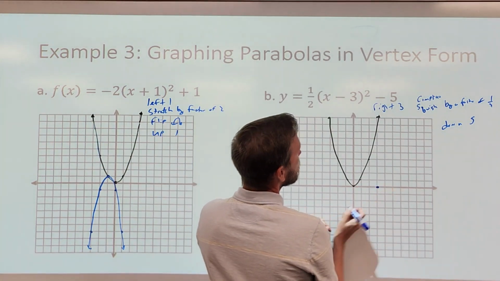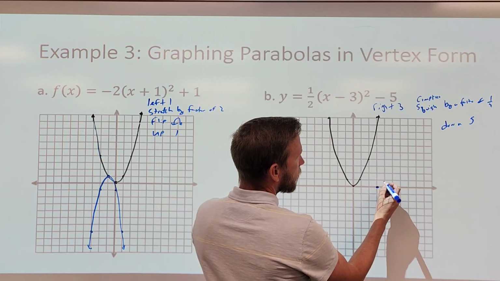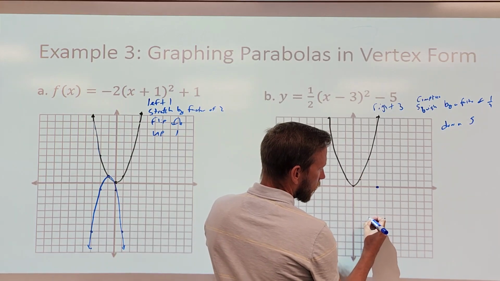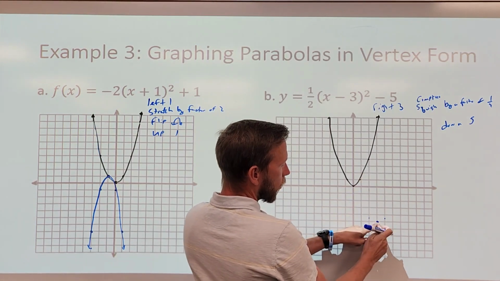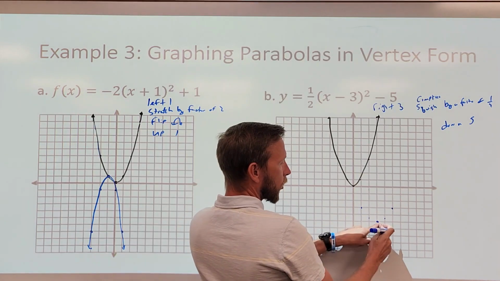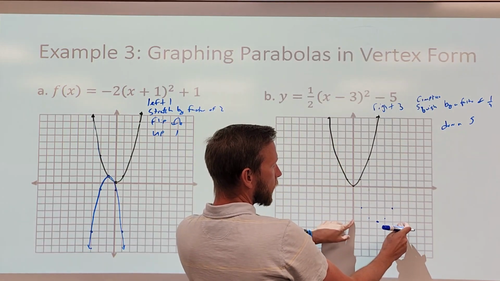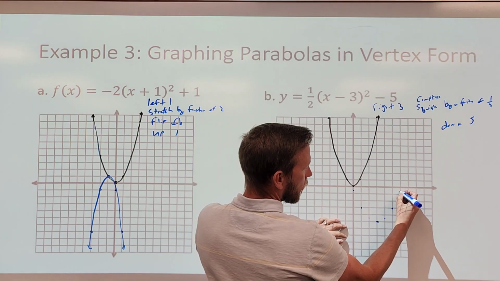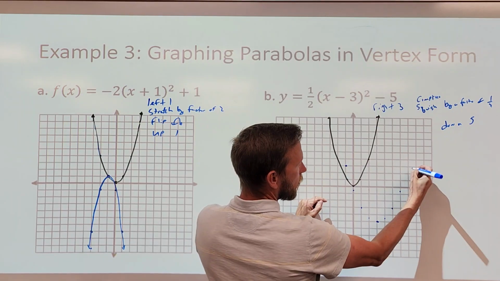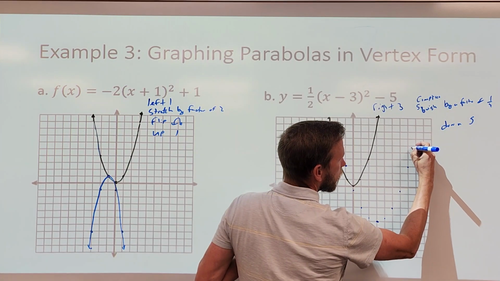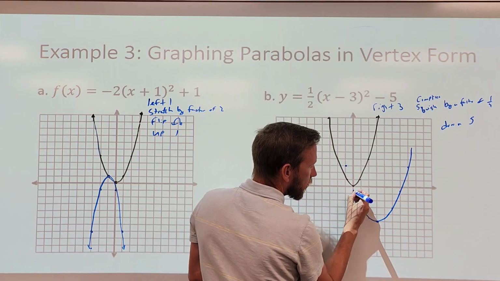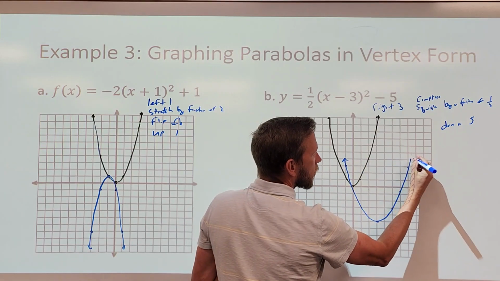But we're going to move this to the right 3. We're going to squish it by a factor of 1/2, and then we're going to move it down 1, 2, 3, 4, 5. All right, so instead of going over 1 up 1, I'm going over 1 up 1/2. Instead of going over 2 up 4, I'm going to go over 2 up 2. Instead of going over 3 up 9, I'm going to go over 3 up 4.5. Instead of going over 4 up 16, I'm going to go over 4 up 8. And so this gives me a picture. It's a little wider, of what that parabola is going to look like.